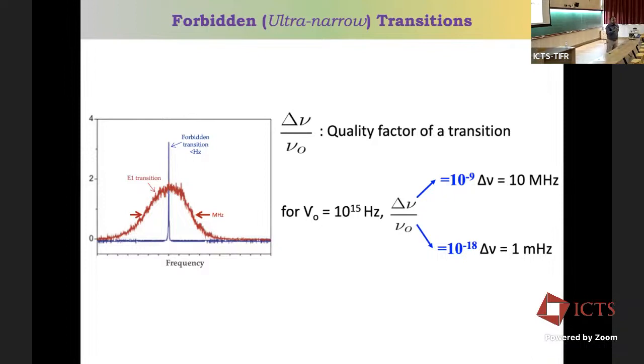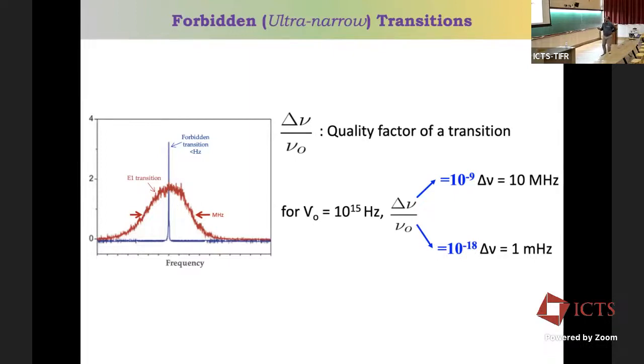Okay, so that means if you choose such transitions which have a very, very narrow line width, or in other words, forbidden transitions which are allowed by quantum mechanics, then you have a better chance to measure the center frequency with better accuracy.